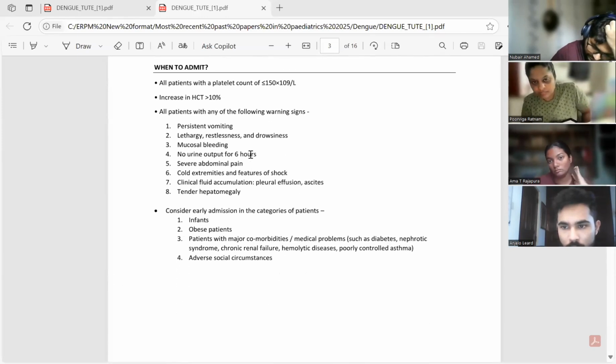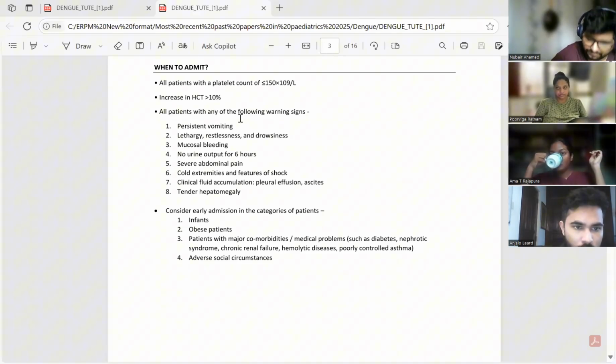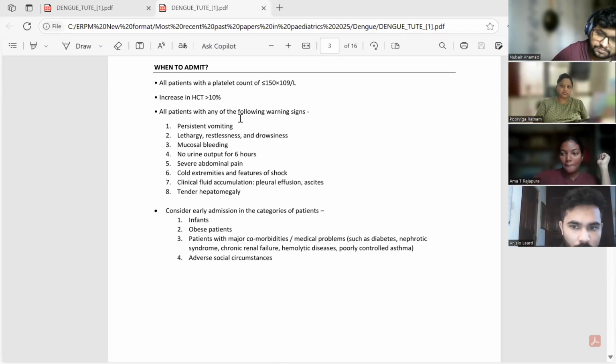And then, as Pasindu was very correctly telling, if the child has the following signs, you need to admit. Why am I doing dengue extensively? Because this could come in any exam category. So we are not supposed to skip anything, no shortcuts for dengue. We need to know everything.